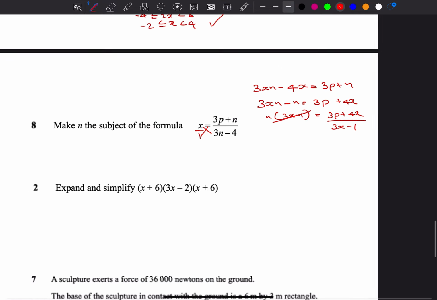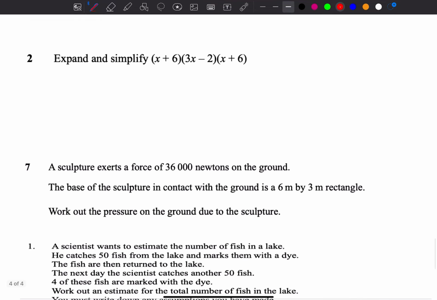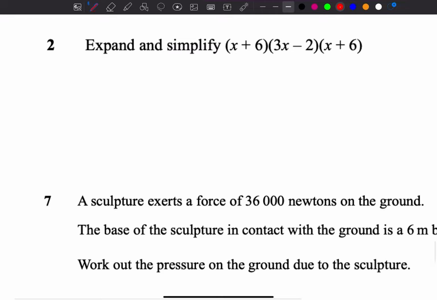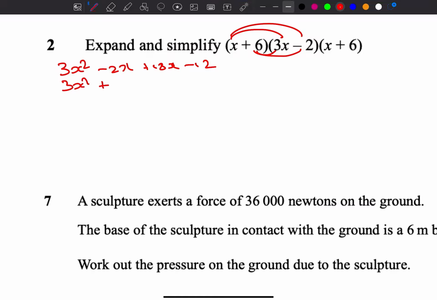Okay. You can do x1 in triple brackets. That will give you 3x squared minus 2x plus 18x minus 12. That gives you 3x squared plus 16x minus 12.